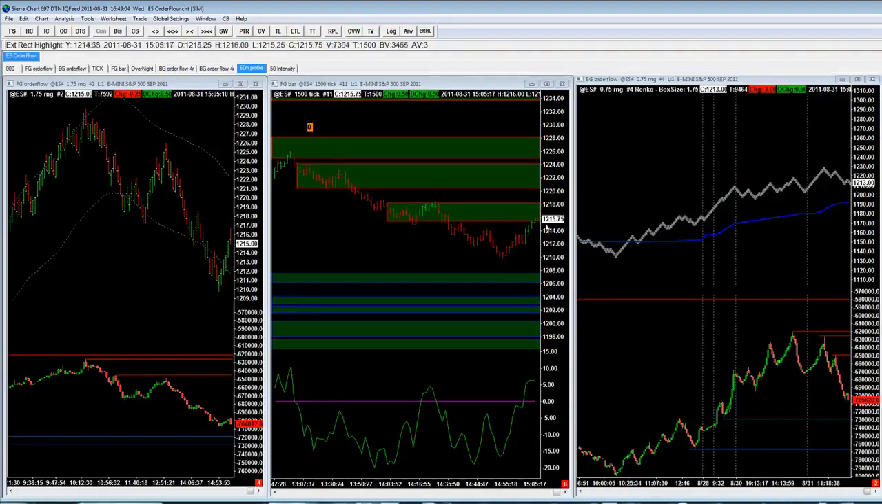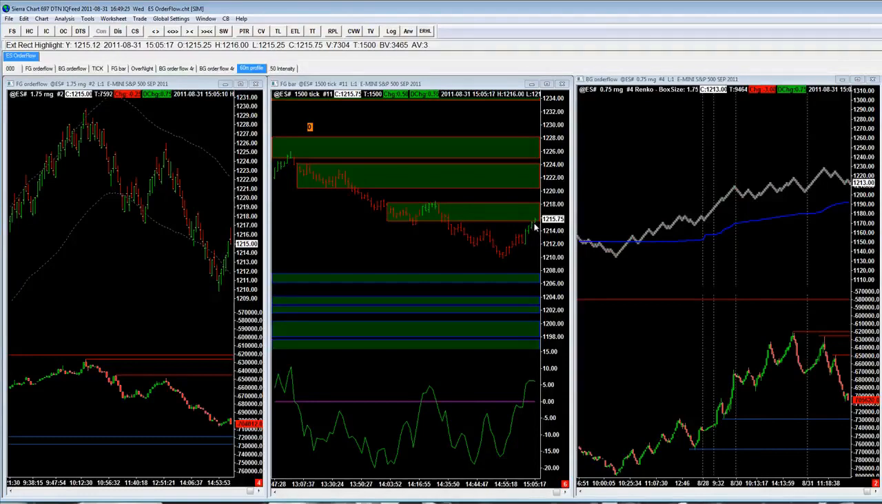Two elements of every change in direction. Number one, the first element, we need demand to die. But the second element is we need supply to come in. We need that sell response. So that's what the stair step entry does for you. It's very visual. It shows you you could be bringing up your sell stop here now.